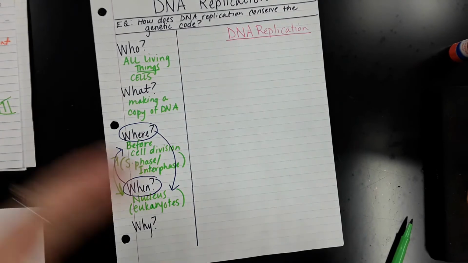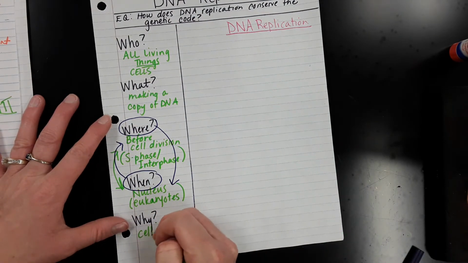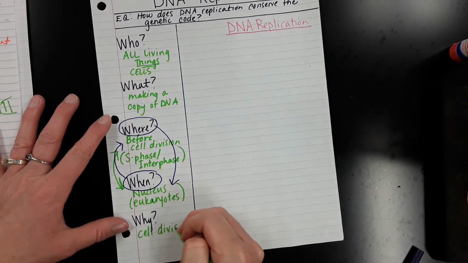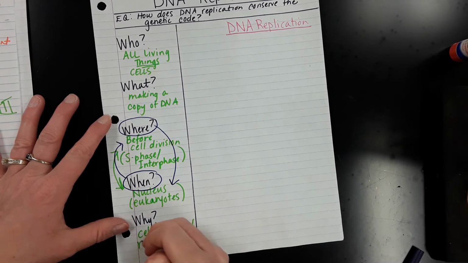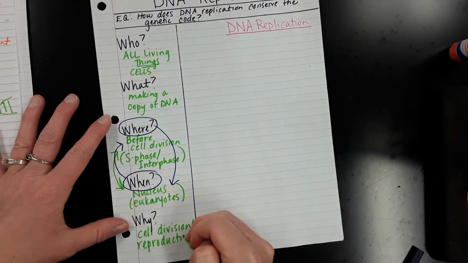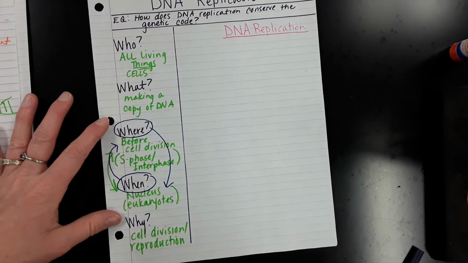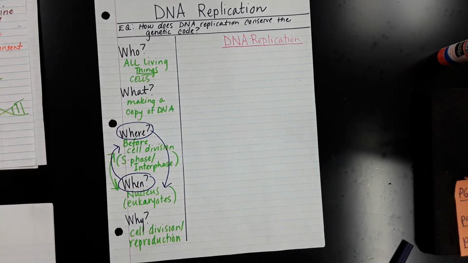All right, why does this happen? Like I said, this happens as a part of cell division for reproduction. So genetic copies are made so that a cell can make more cells. So this is part of reproductive processes in cells. All right, so let's look at this process. It sounds like it would be very fancy and complex, but it's actually very simple.